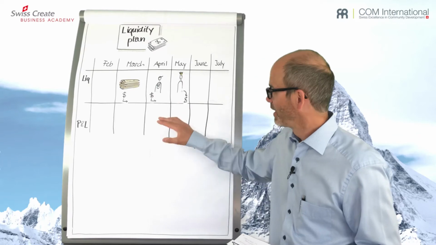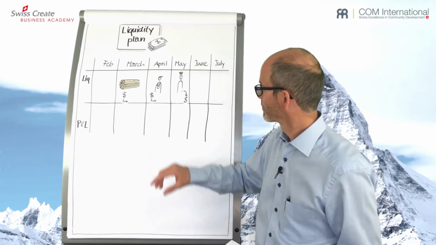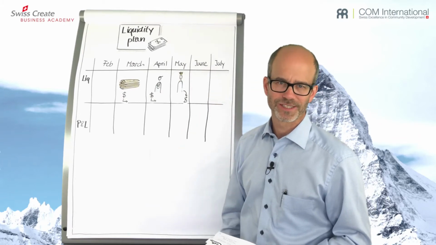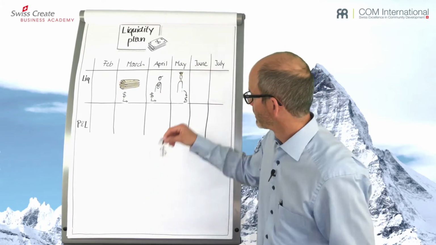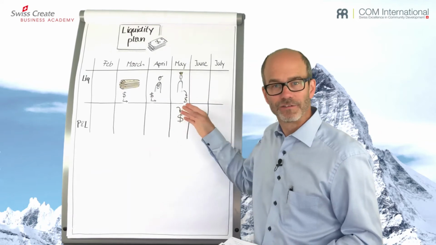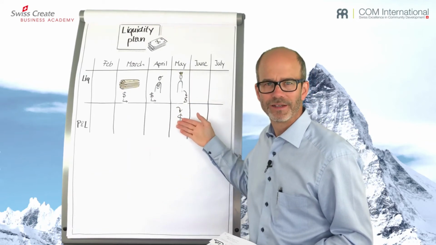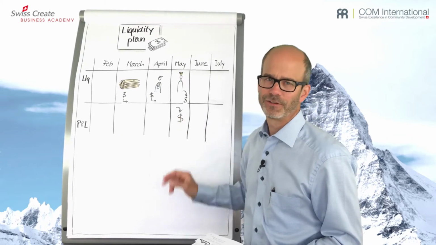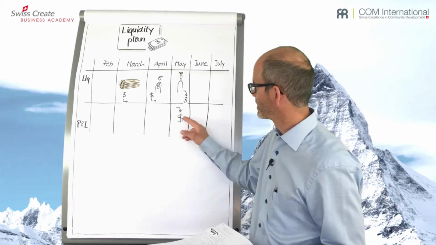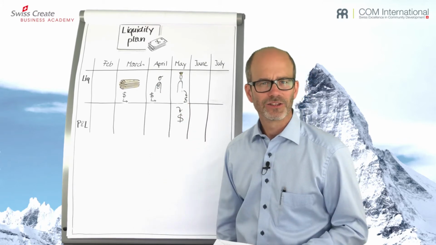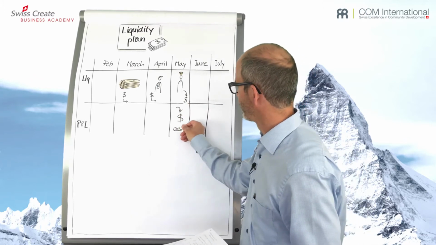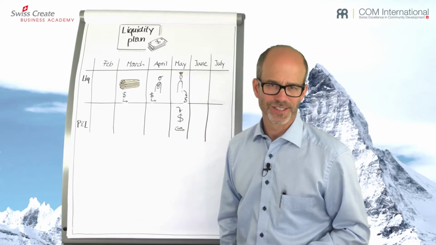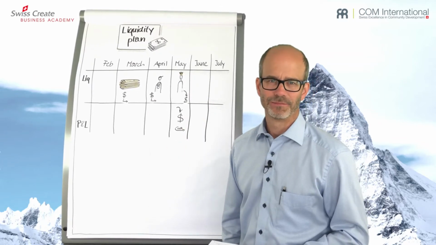Now let's have a look on the profit and loss statement. Here in May I sold my furnitures. And that means in the profit and loss I have here now the income. It counts, it has a look on the date of the invoice. So it's in May. I have a turnover and I have the related costs for that income.